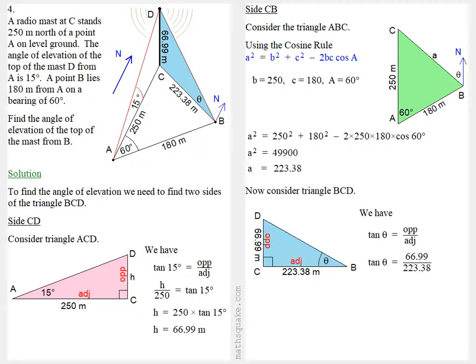223.38. And if we take the inverse tangent of both sides, we get theta is equal to tan minus 1 of 66.99 over 223.38. If we work that out on a calculator, it comes out theta is equal to 16.693 degrees. So if we round it off to one decimal place, we get the angle of elevation is 16.7 degrees.